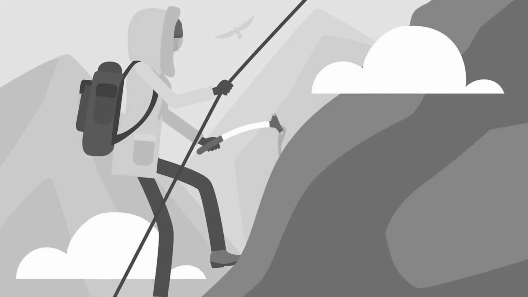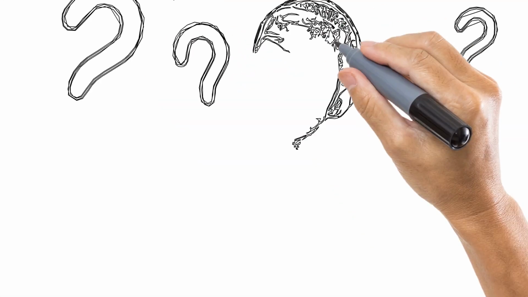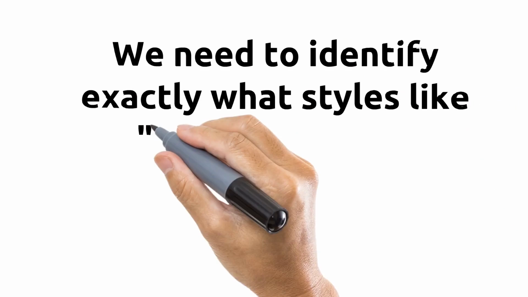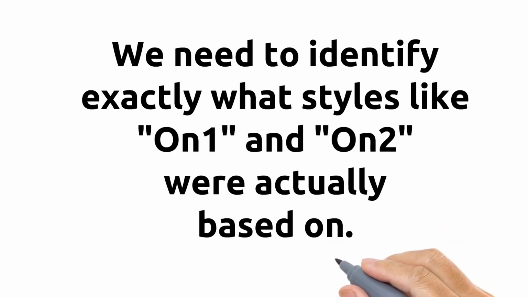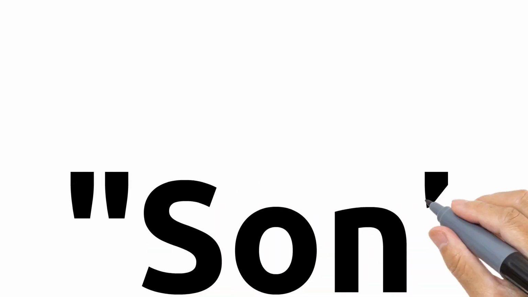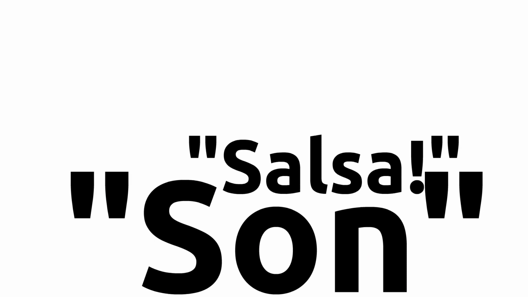Well, in the ongoing quest to answer this question, I discovered another important question that we need to answer first. Are styles like On One and On Two even supposed to look like styles that are popular in places like South America? So first, we need to identify exactly what styles like On One and On Two were actually based on. Just like the foundation of a house, the Cuban son is the main foundation for today's salsa music, and it is also the main foundation for today's salsa dancing.